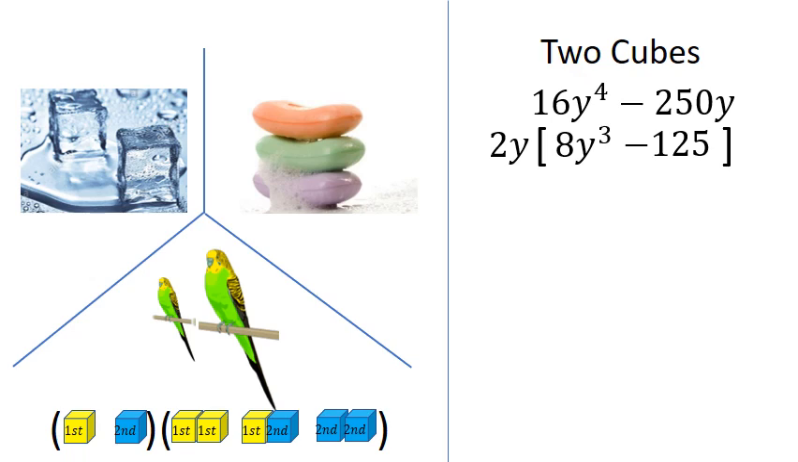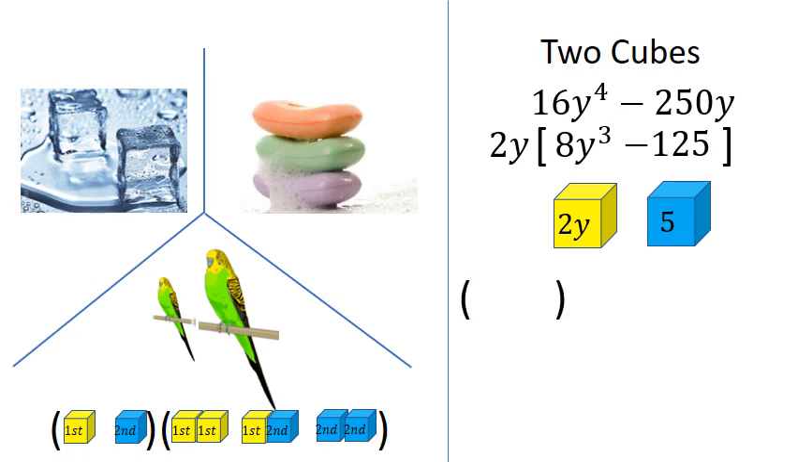8y cubed. What can we cube to get that? Well, we cube 2 to get 8. We cube y to get y cubed. So our building block is going to be 2y. 2y times 2y times 2y. That would give us 8y cubed. The 125 is just 5 cubed. And once we recognize that, we should be able to use those to build our two parentheses.